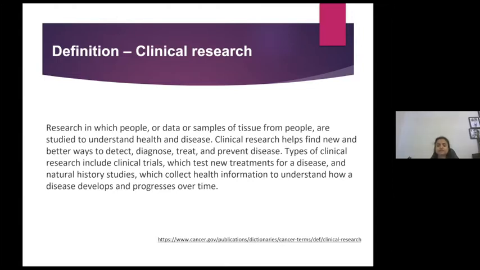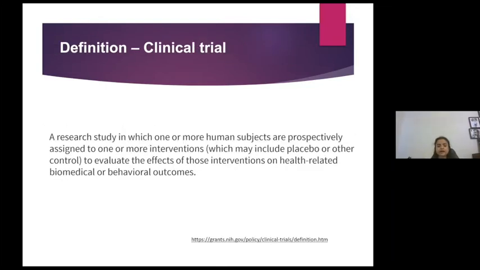Types of clinical research include clinical trials, which test new treatments, studies of the natural history of diseases, and collection of public health information to track how a disease progresses, declines, or even peaks during some time.